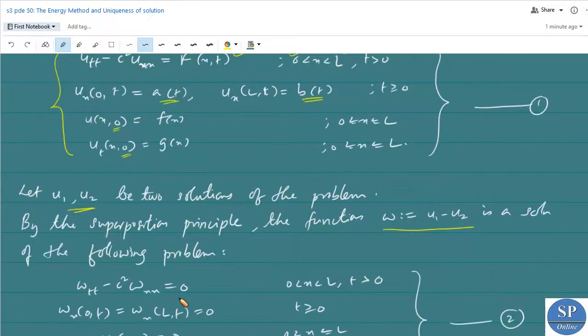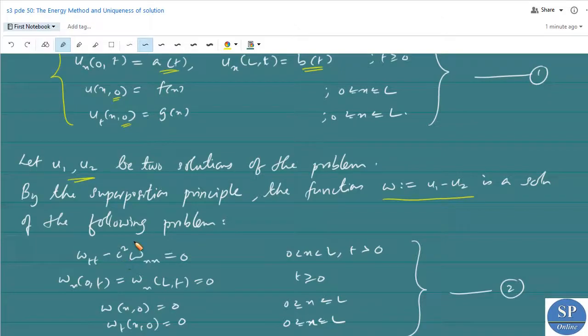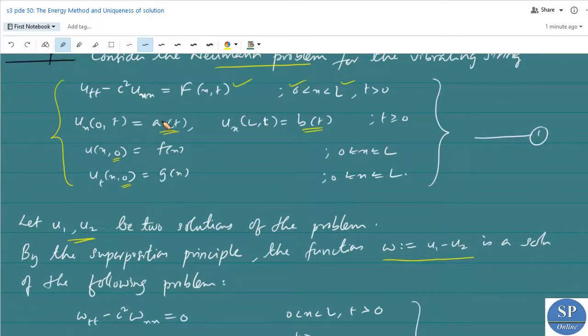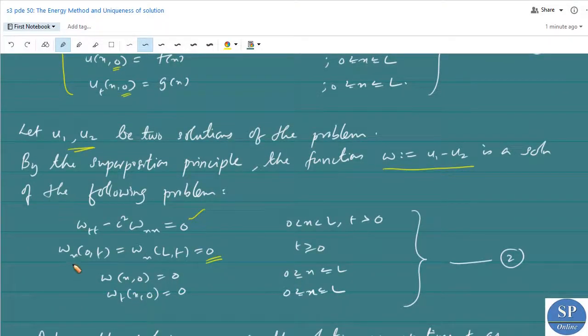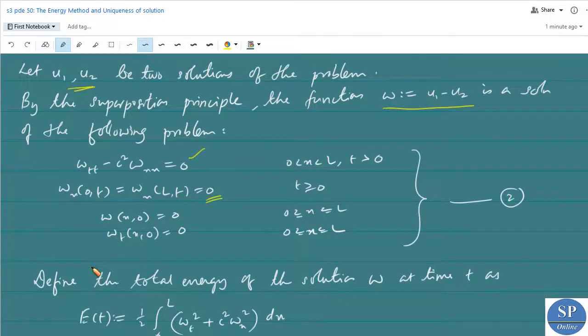That is, w_tt minus c squared w_xx equal to 0 with the boundary conditions w_x(0,t) equal to 0 and w_x(L,t) equal to 0. That is the homogeneous boundary conditions, instead of a(t) and b(t). Okay, so we are considering the homogeneous equation, equal to 0 here, with the homogeneous boundary conditions. We know that this method is something we have used before.